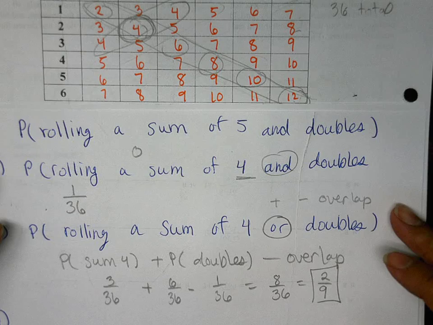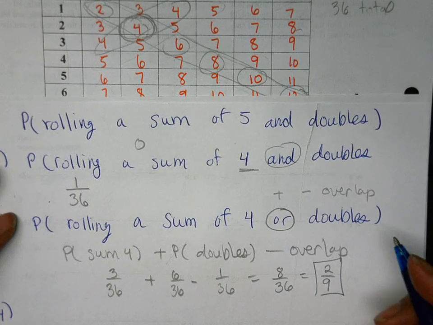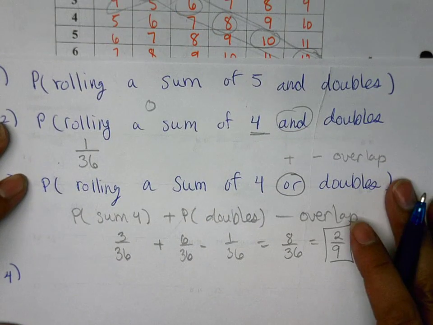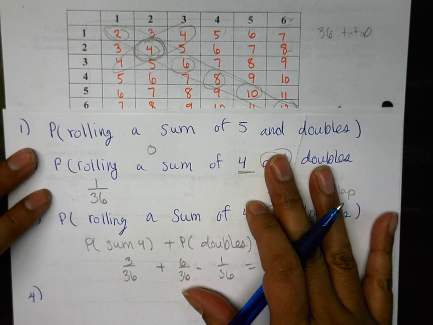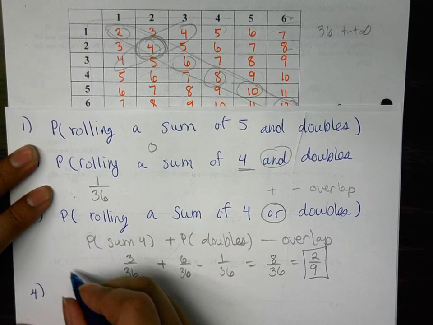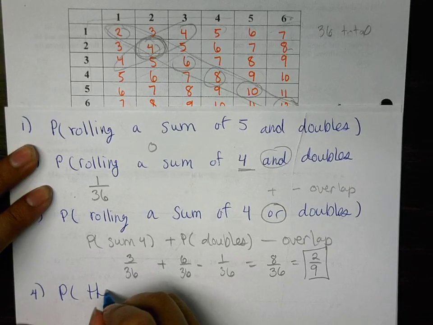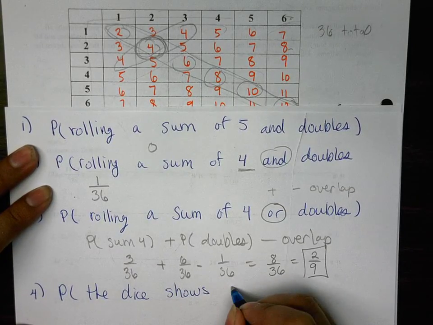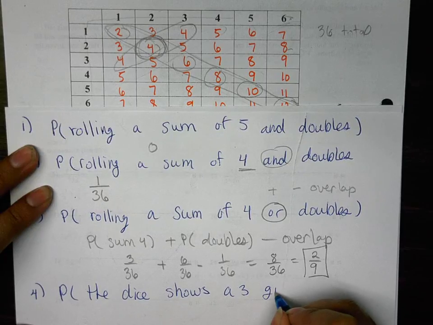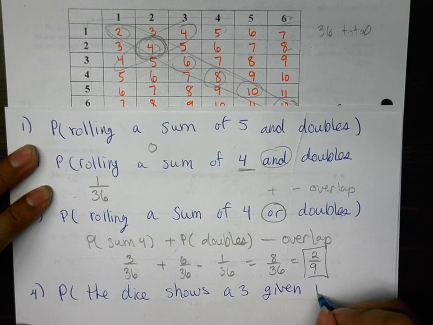Okay, are you ready for that given one? Because I think that's where most kids struggle. All right, the probability the dice shows a 3 given the sum is 7.